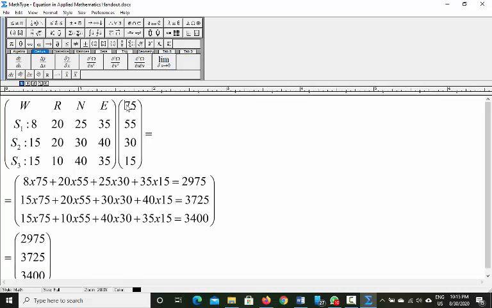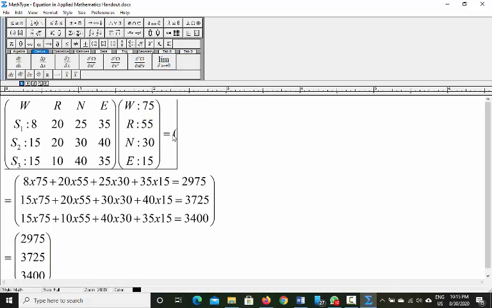This is the sales price. This one represents the sales price of watch, this one the sales price of ring, this one the sales price of necklaces, and this one the sales price of earrings. So this is the sales price, that means how much they are earning. They are earning $75 from each watch and $55 from each ring.